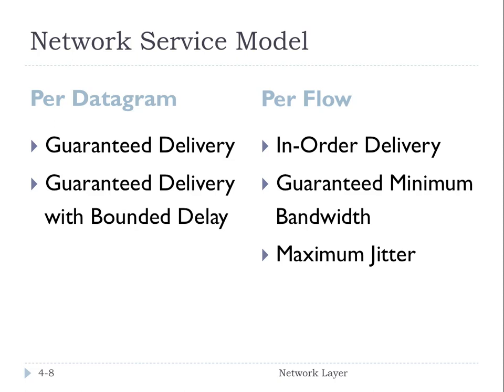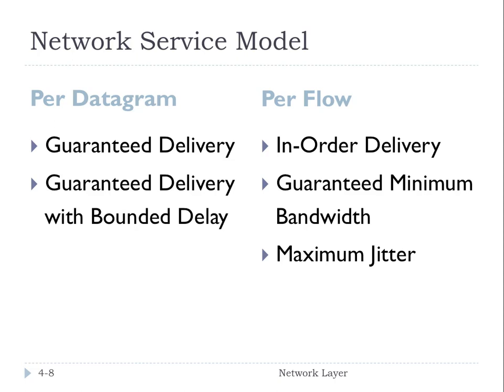What kind of services does the network layer provide? Well, we can look at this in two ways. What kind of network services does the network layer provide for datagrams and for flows of datagrams? At the datagram level, a network service may provide guaranteed delivery of those datagrams. It'll make sure that the datagrams get through. IP doesn't do this. It may also, even more strictly, guarantee that the delivery happens within some bounded delay. For example, this packet will be delivered in less than 500 milliseconds. That's an example of guaranteed delivery with bounded delay. IP certainly doesn't do this either.